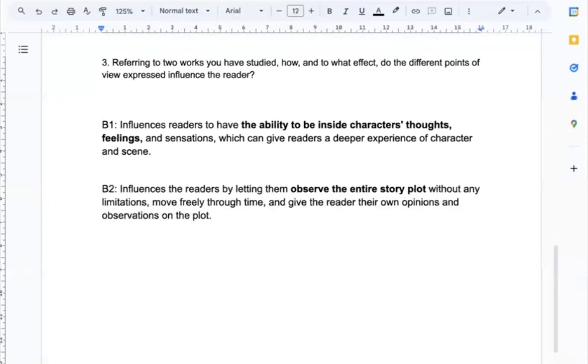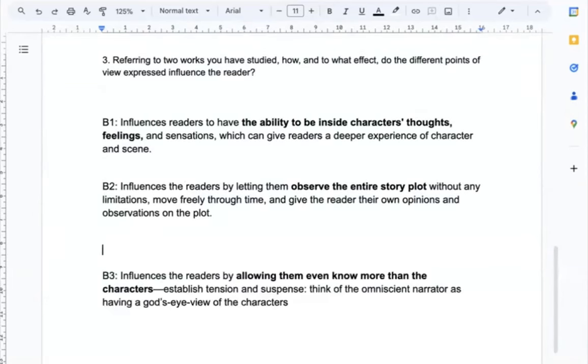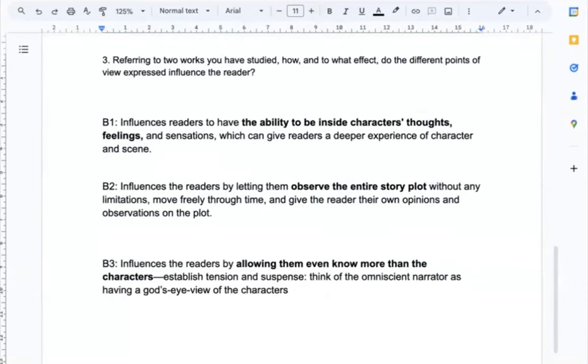Also, it influences the readers by letting them observe the entire story plot without any limitations, let them move freely through time, and give the reader their own opinions and observations on the plot. Lastly, this type of point of view influences the readers by allowing them even know more than the characters. So it establishes tension and suspense. Think of the omniscient narrator as having a God's eye view of the characters. So if your text share the same point of view, it should be good. But if not, do check the other types of point of views, such as first person or second person, and their effects.